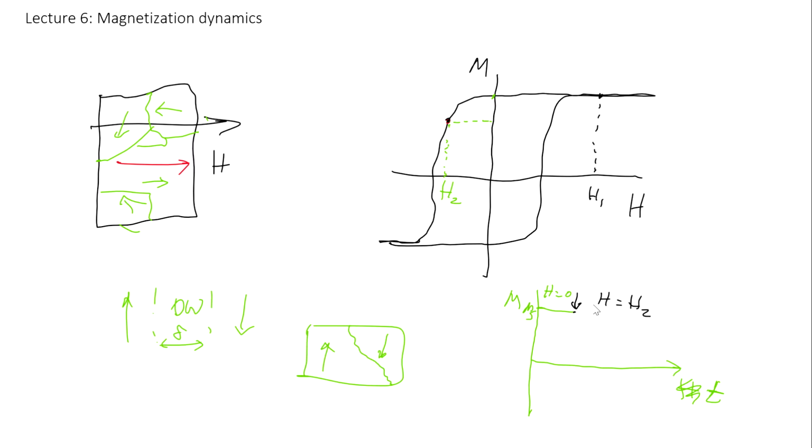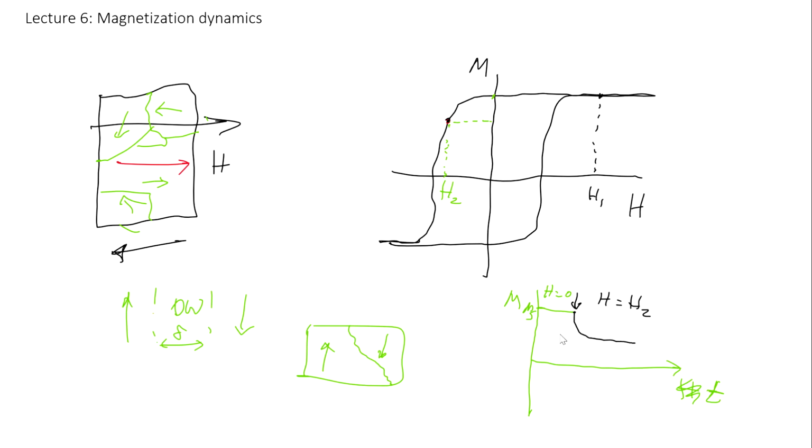So suddenly you apply a negative field, a field in the direction opposing the magnetization, and domains start to form. They start to form because it is not favorable for the whole object to invert its magnetization. So we form domains, and for the magnetization this means it starts to drop and then starts leveling out.